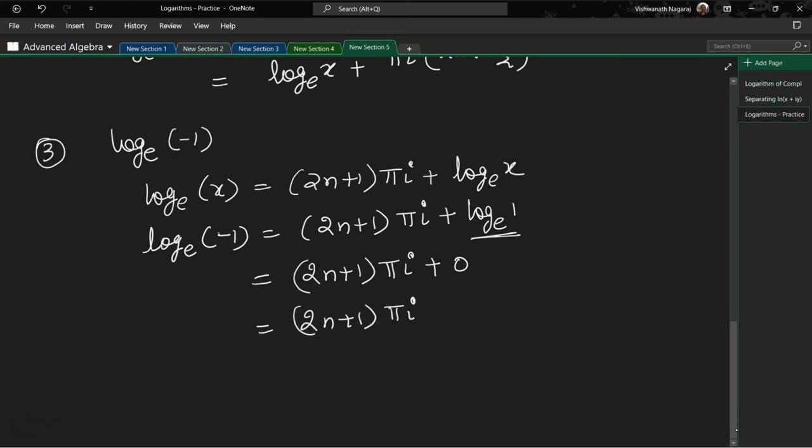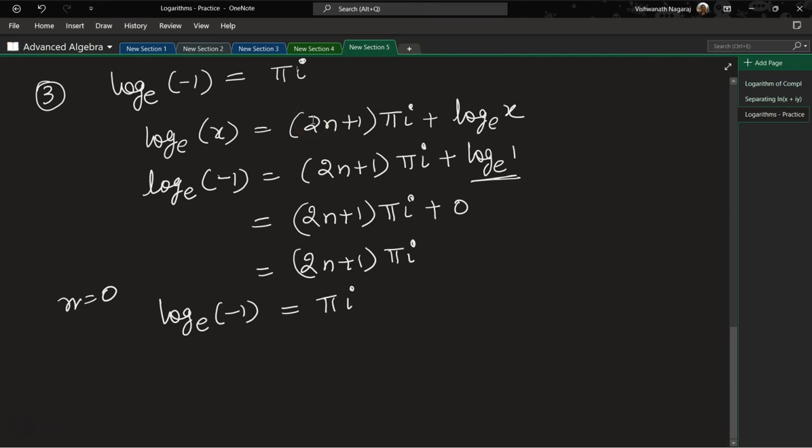But we want only the principal value. So principal value would be when n equal to 0. Which means this will become 0, 1 will be remaining. So log e of -1 is equal to pi I. Okay. Now similarly, let's look at the log e of I is equal to what?